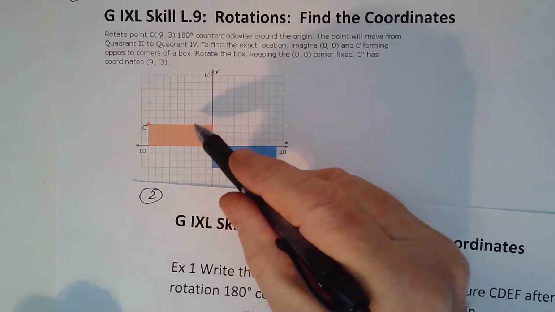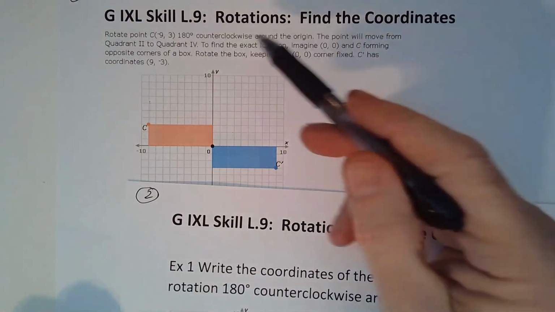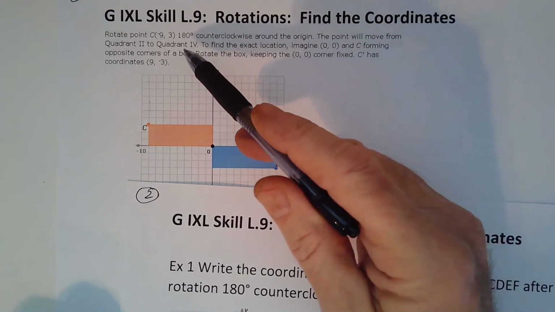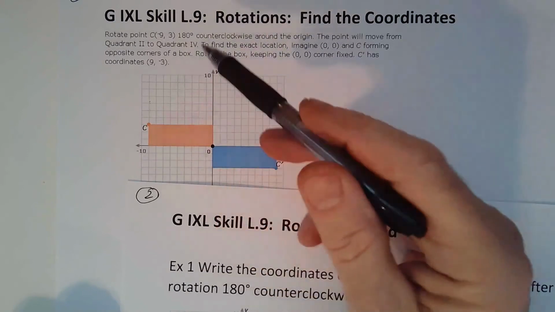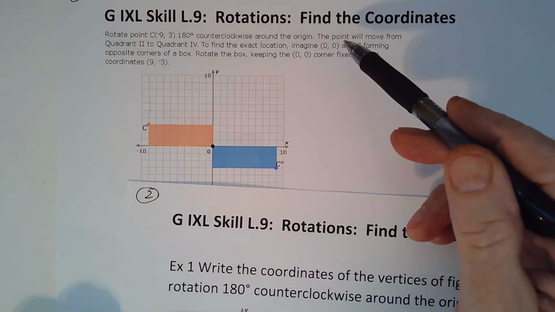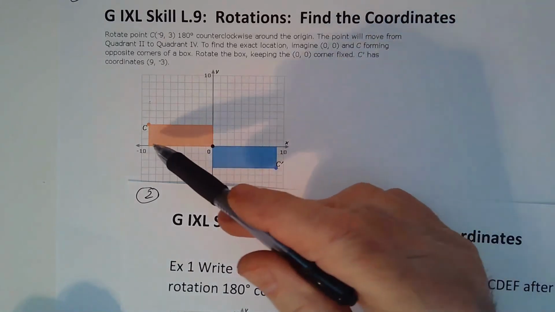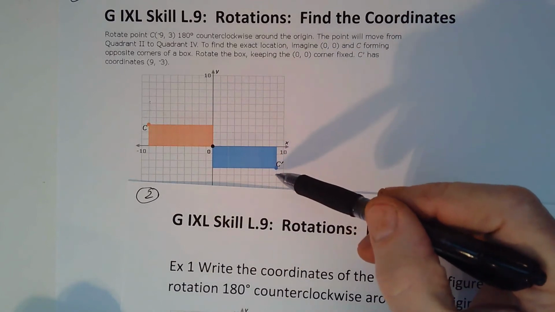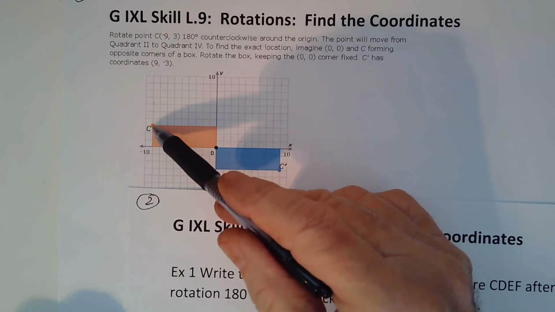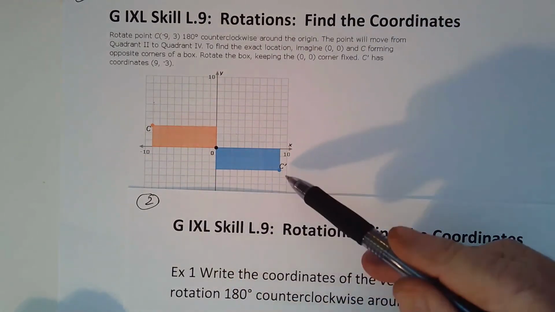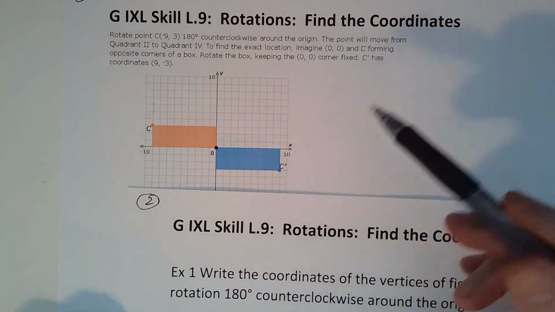And then they rotate that box 180 degrees. So here's what they tell you to do. Rotate point C, which is at x is -9, y is 3, 180 degrees counterclockwise around the origin. So those are your directions. And then it says the point will move from quadrant 2 all the way down here to quadrant 4. Now, remember that this really is going counterclockwise, so it's really moving this way. Okay, so from quadrant 2 it goes around this way counterclockwise to quadrant 4.